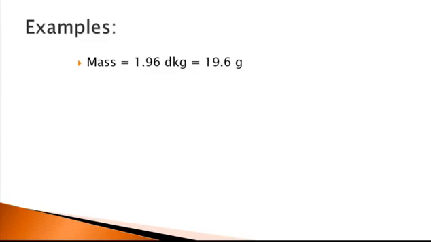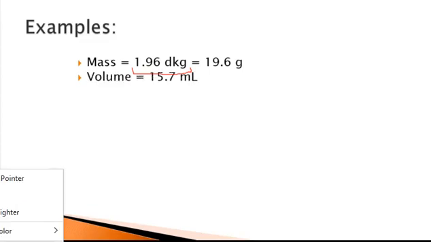The mass is 19.6 grams. They did a little conversion here for you. They gave it to you in decagrams, but they're asking you to solve it. So you have to get that to grams. That's the base unit. And the volume is 15.7 milliliters. So the first thing you're going to do is pause the video, solve the problem, and then come back and see what the correct answer is. Pause the video now.